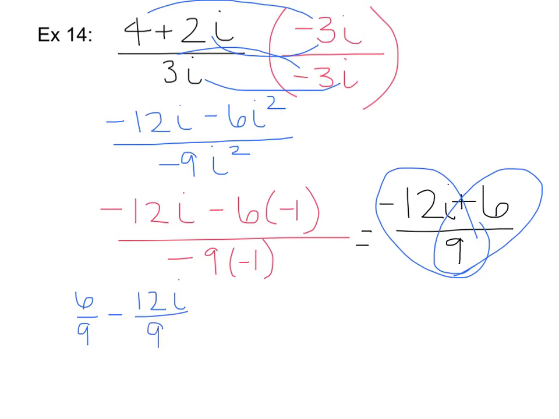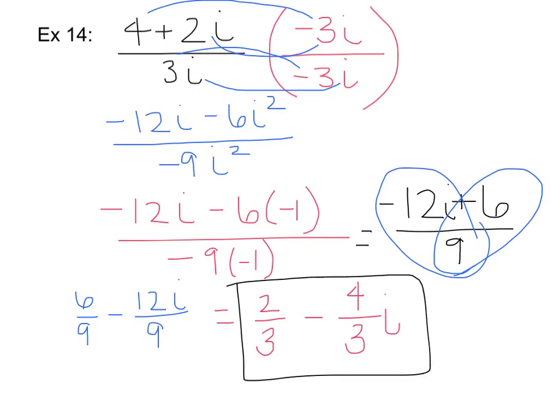So, is there a number that goes into both 6 and 9? Yes, that's 3. So 6 divided by 3 is 2. 9 divided by 3 is 3, minus, and then 12 divided by 3 is going to give me 4. 9 divided by 3 is going to give me 3, and that would be how you simplify this complex number.